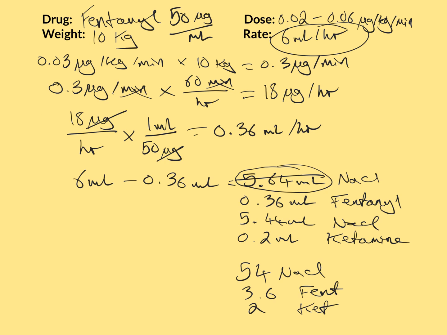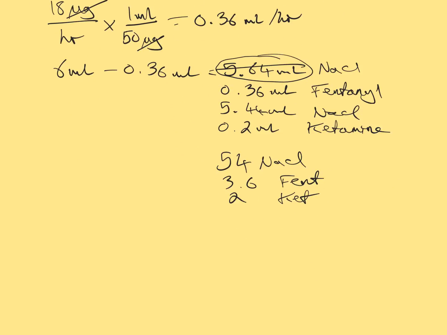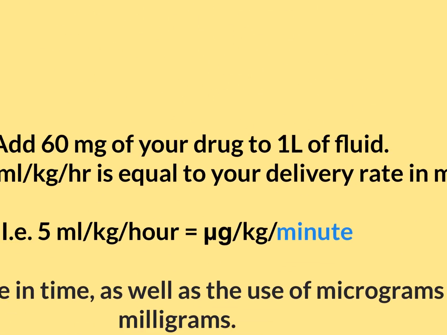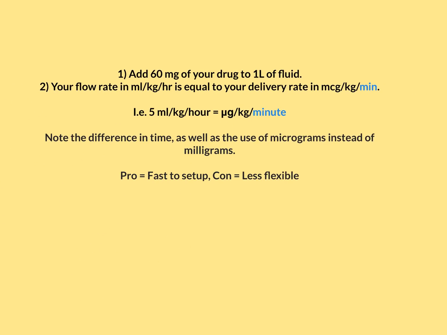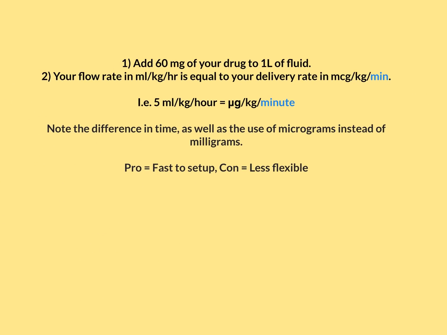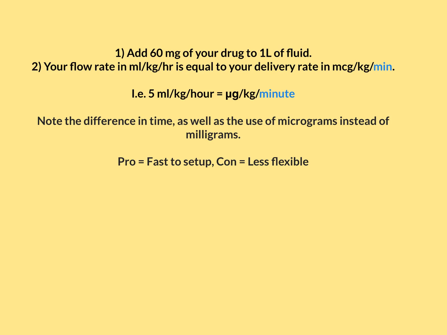So there's that. Last but not least is our cheeky method, just like it says on the screen. This will give you sort of a flat delivery. It doesn't work as well for tiny patients. So if you've got smaller dogs or cats, then you can actually end up giving them some fairly high rates of fluid. So if you follow the steps, you're going to take 60 milligrams of your drug, you're going to add it to a liter of fluid.